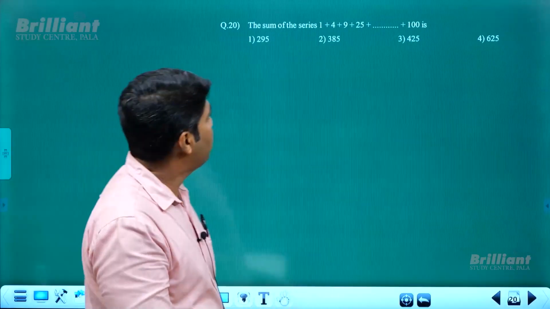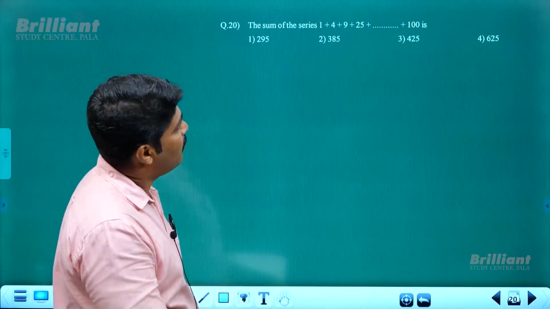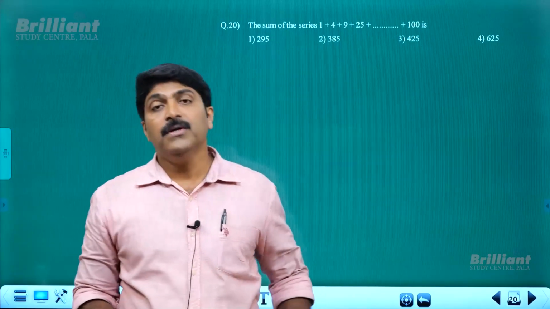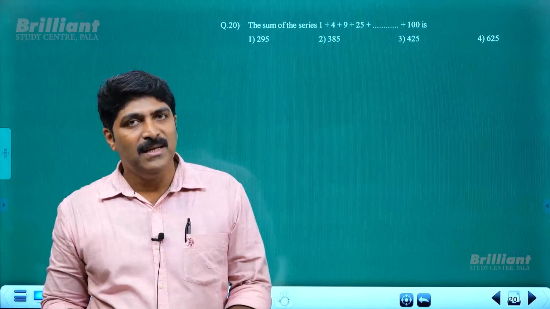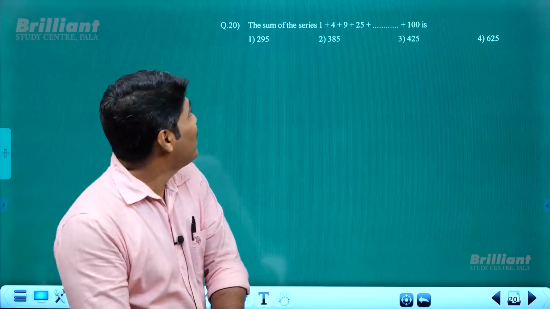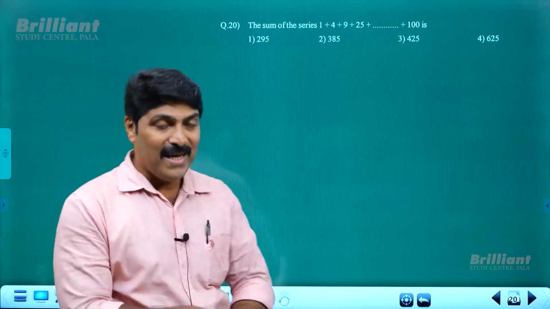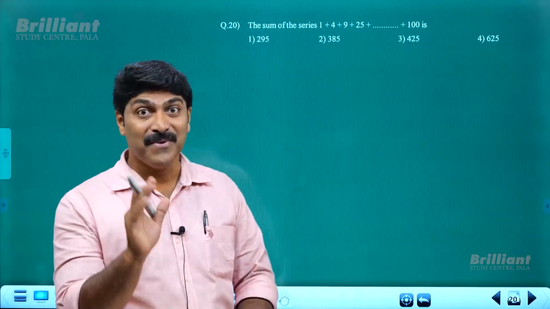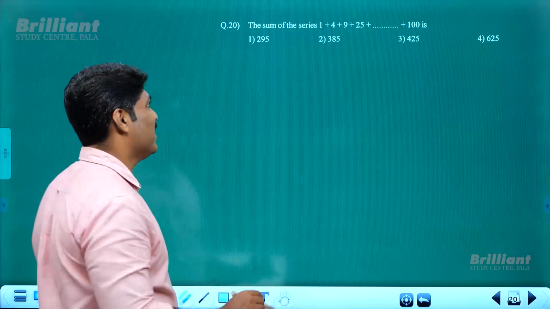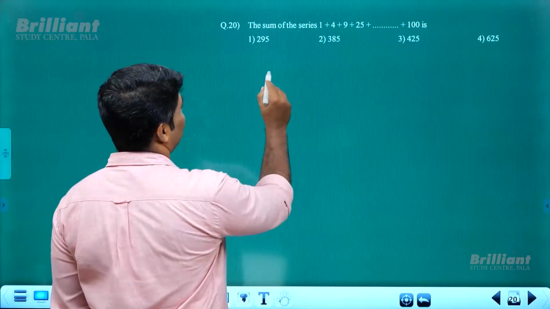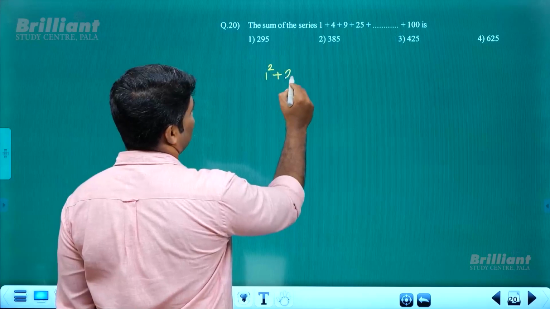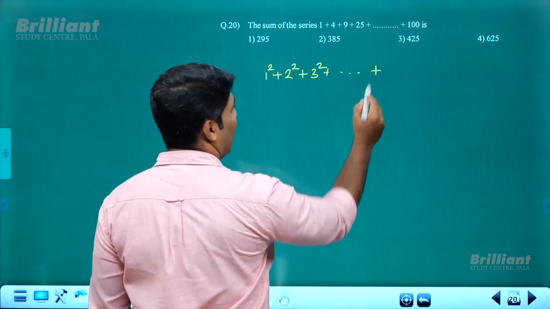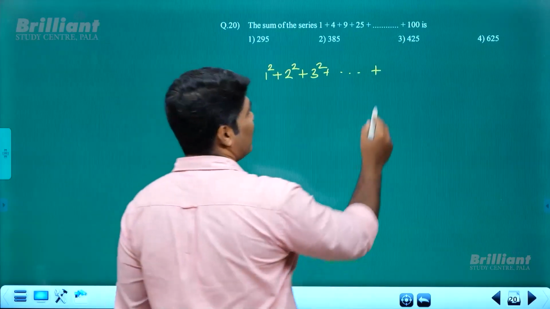Understand that method. Next one: sum of the series 1 plus 4 plus 9 plus 25 plus etc. up to 100. Do you know what the specialty of the series is? 1 plus 4 plus 9 plus 25. What's the specialty of these numbers? These are all perfect squares. So here this is 1 square, 2 square, 3 square, etc. up to 100, which is 10 square.